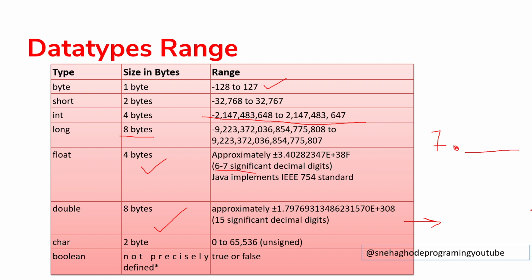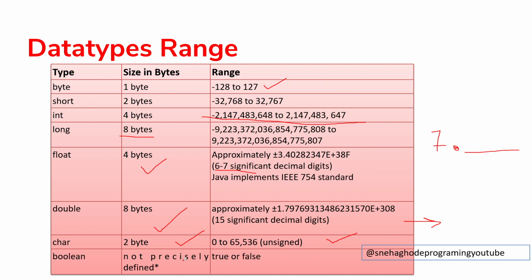Now here, character is going to occupy 2 bytes, and obviously it is unsigned, right? Because a character cannot have any sign. A cannot have any sign, right? B cannot have any sign. So yes, definitely it is unsigned. It cannot be positive, it cannot be negative.